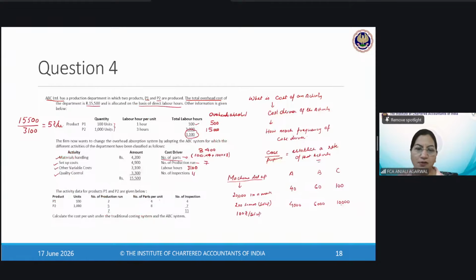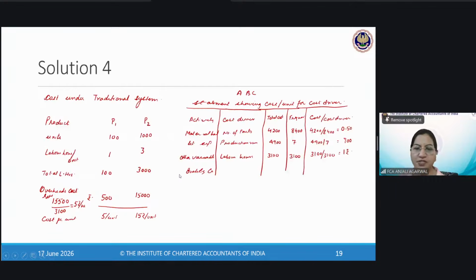Quality control. Cost driver is number of inspections. Total cost is 3,300. Inspection has been done on products P1 and P2 11 times. So this comes out to be 3,300 divided by 11, 300 rupee per inspection. This total should be 15,500. Verify again and again that your calculations are correct.